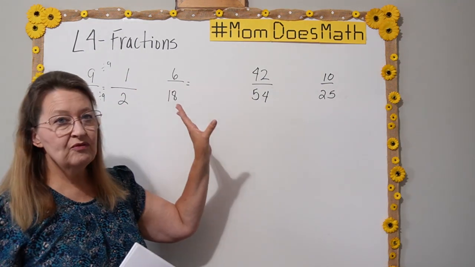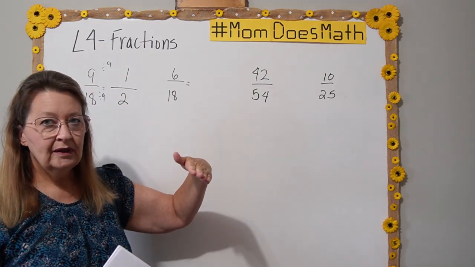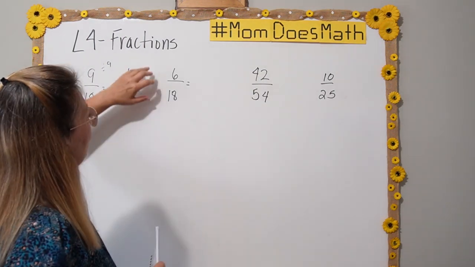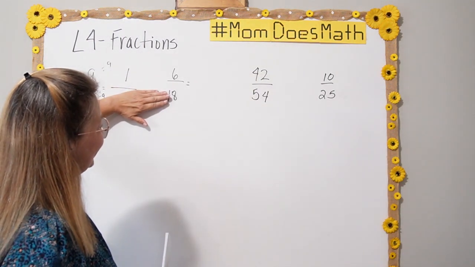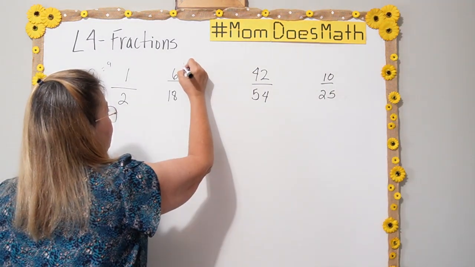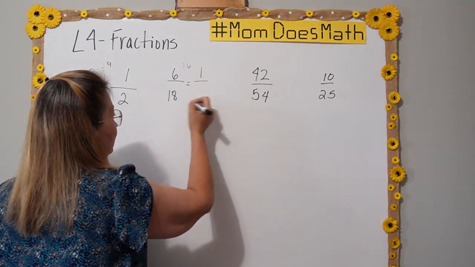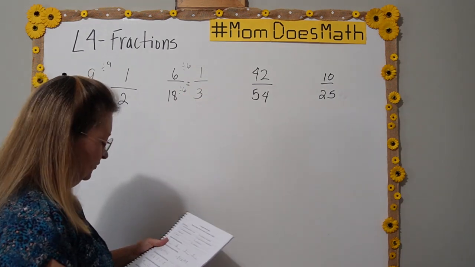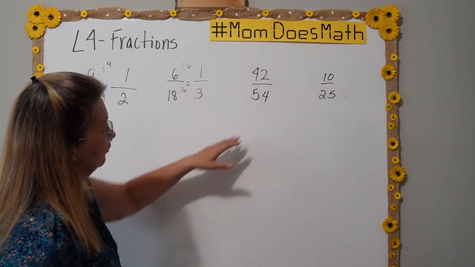Now do you see how lesson 1 is coming in handy here? Because you've practiced those facts, those kind of things jump out at you. All right, what will go into 6 and into 18? 6 will go into both of those. So if I divide the top by 6, that's 1. If I divide the bottom by 6, that's 3. So you've got 1/3.